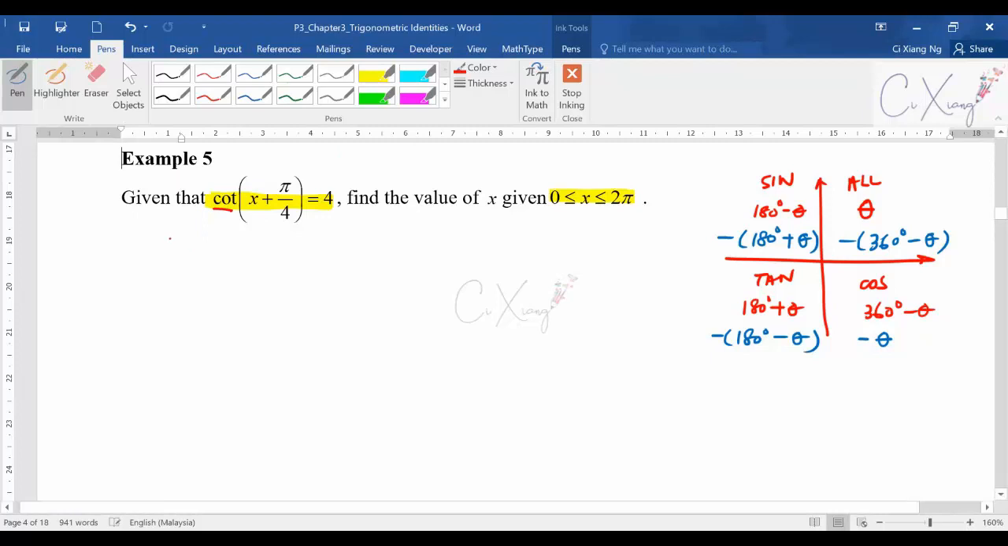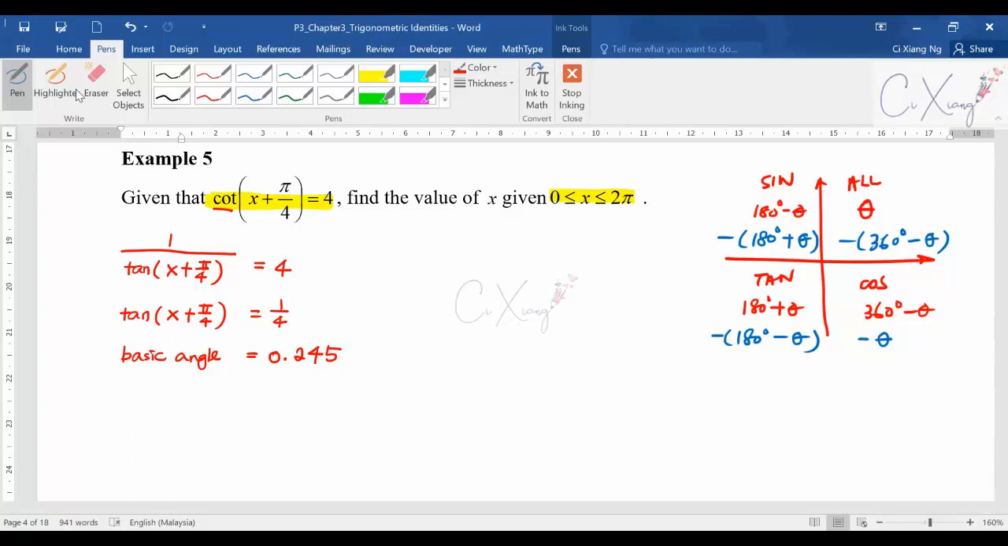Okay, so you are having cotangent, right? So cotangent, when you want to expand it, it will become tangent of x plus pi over 4 equals to 4. Cotangent is one over tangent, right? And if you rephrase it, you have tangent of x plus pi over 4 is equals to 1 over 4. Before you continue, you need to get the basic angle first. So for the basic angle, if you press the calculator, it will give you 0.245.